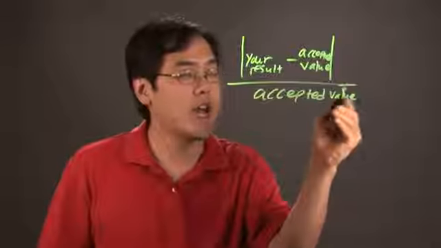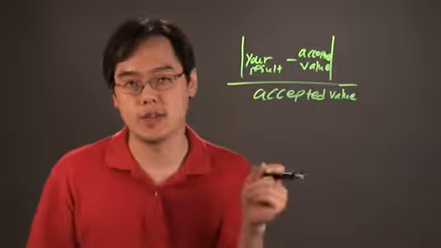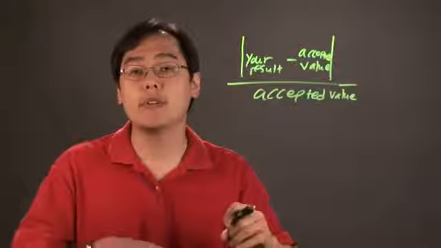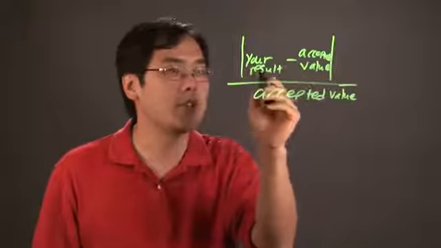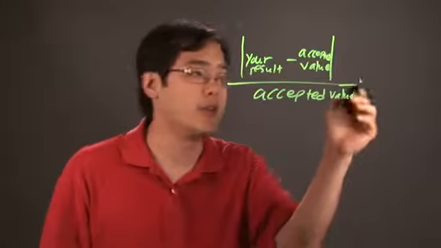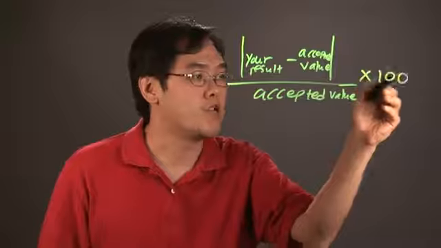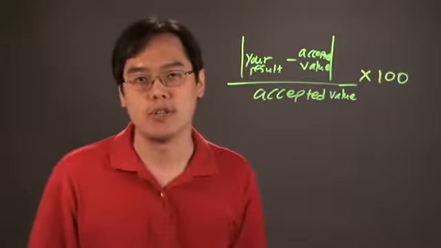And you can actually stop here if you like, because that's going to give you a decimal answer that's going to be less than one. But to give it a full percentage expression, where you can go from here is after you take your result minus the accepted value, take the absolute value of that, divide by the accepted value, you can multiply by 100, and that'll give you the actual number percentage for the percentile error.